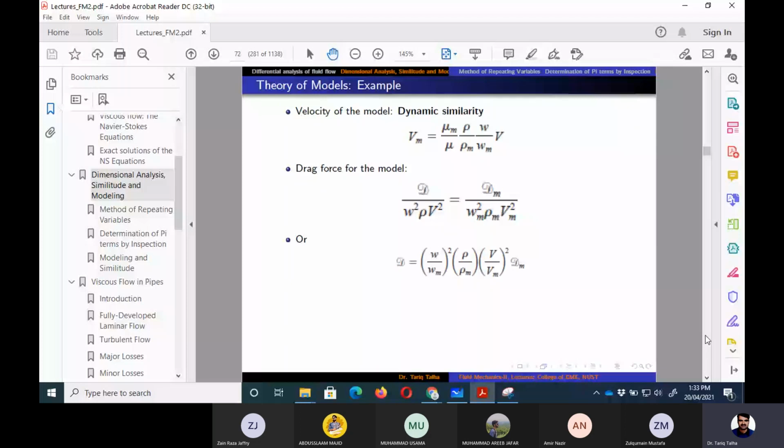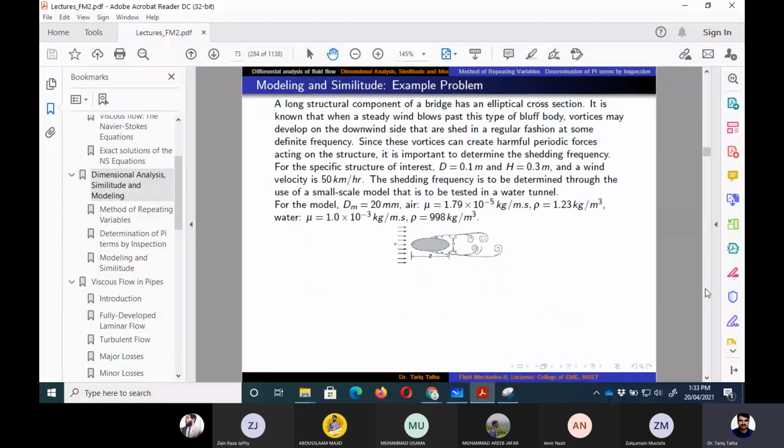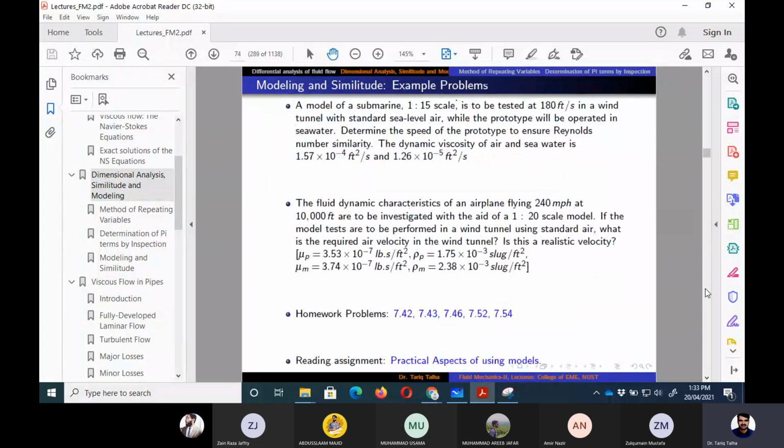And in the last class we discussed the example of drag force on a rectangular plate. In the experiment we are going to get the value of dm, which is the drag on the model, and we need to calculate the drag on the actual plate. That we can do by considering the similitude between the model pi terms and actual pi terms. We also performed several numericals, and I gave you an assignment which is due, I think, this Friday. I'm not sure about the deadline.